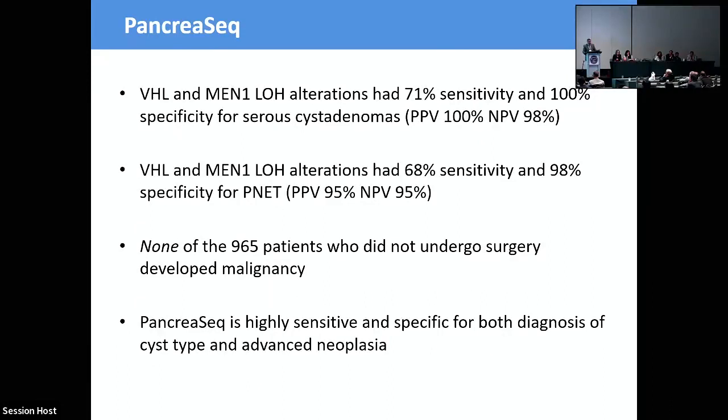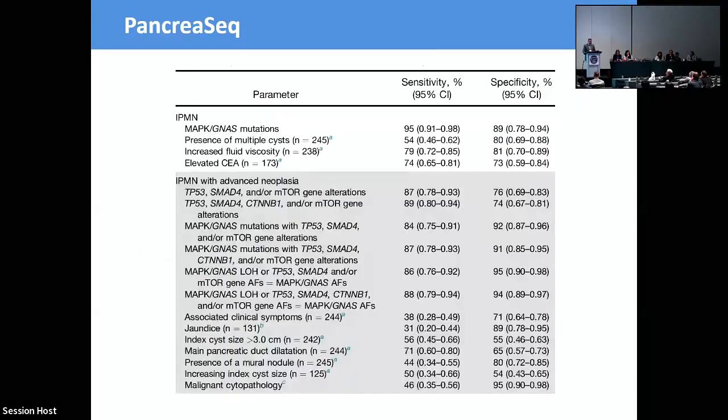The authors were able to show a couple of additional findings, including VHL and MEN1 loss of heterozygosity alterations that were particularly specific for serous cystadenomas and also for pancreatic neuroendocrine tumors. Importantly and impressively, none of the 965 patients identified in that study over that median follow-up period developed malignancy. So what they were able to conclude is that the test is highly sensitive and specific for both diagnosis of cyst type and advanced neoplasia.